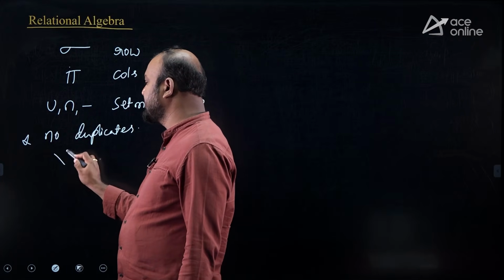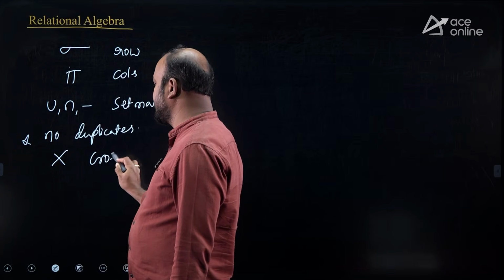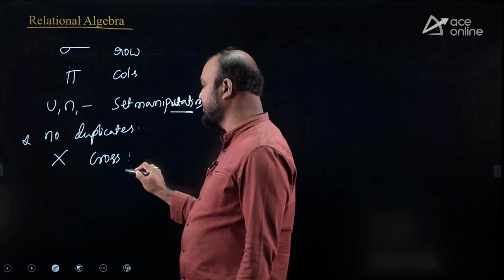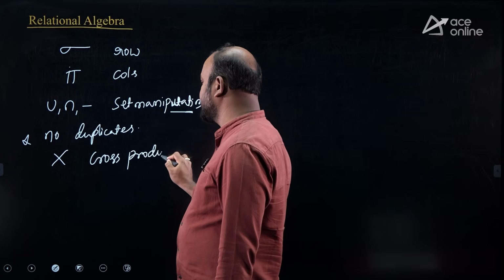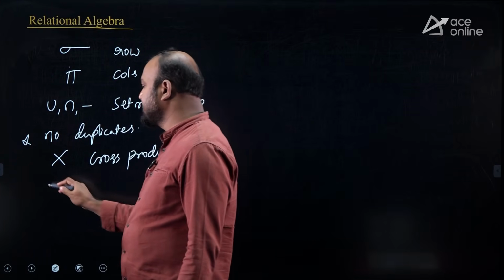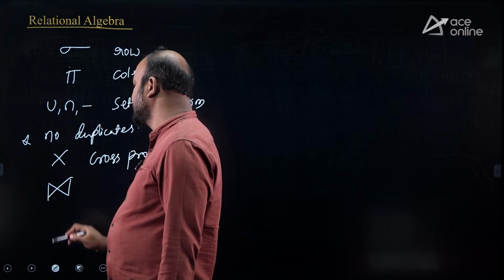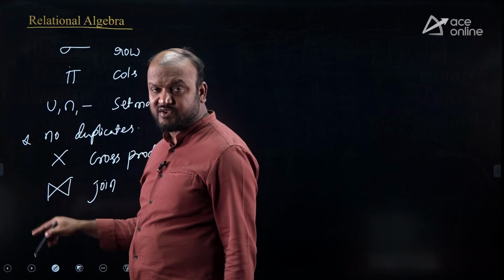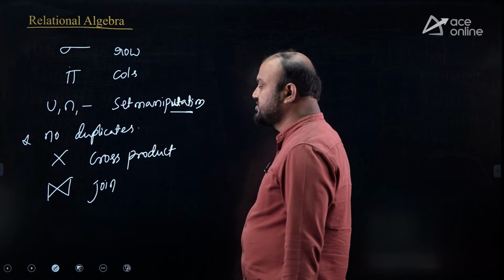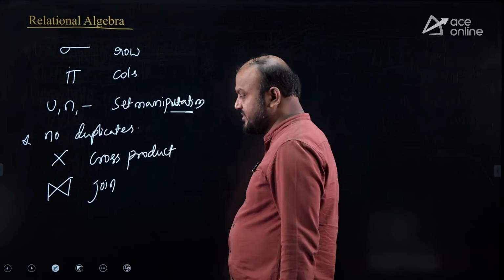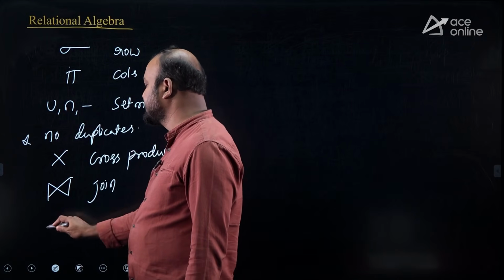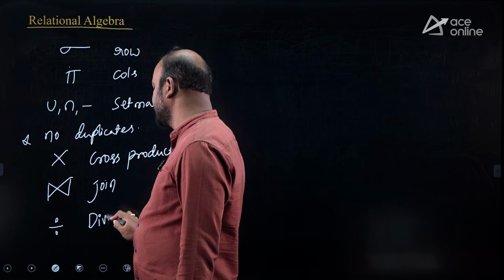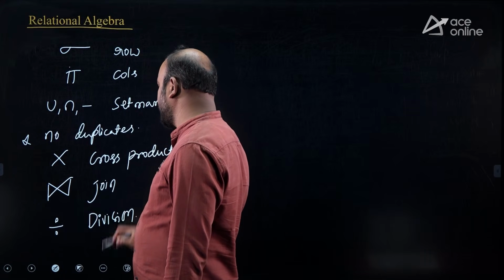Then we have discussed the cross product, or Cartesian product, to compare the data between two tables. And we also have the join operator, and more questions are asked on joins. A join operator combines two tables. And next the division operator, this is also important, and these are the topics.